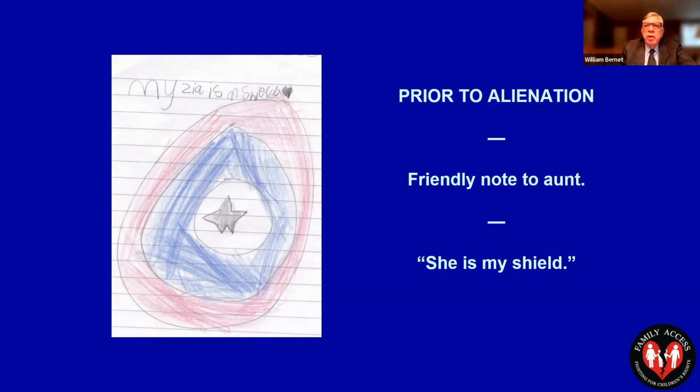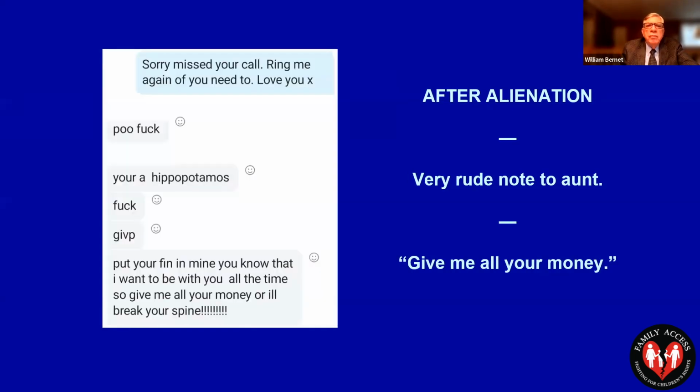And it's kind of painful to look at, but this is what it says. At the top is what the aunt is saying: "Sorry, missed your call. Bring me again if you need to. Love you." And then what the child texts back are these horrible remarks. "Poo, fuck. You're a hippopotamus." "Fuck," and so on. At the bottom, I'm not sure exactly what this means, but it seems to be saying at the end, "give me all your money or I'll break your spine."